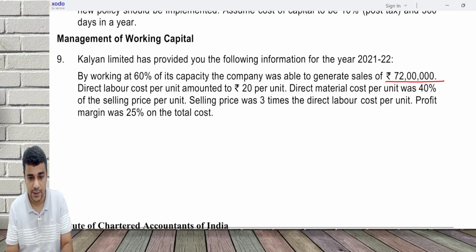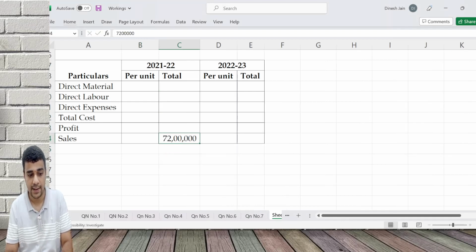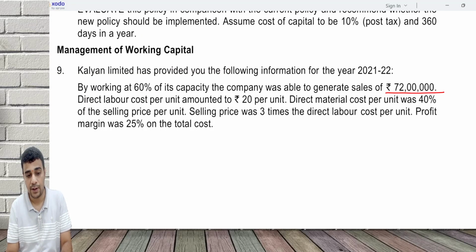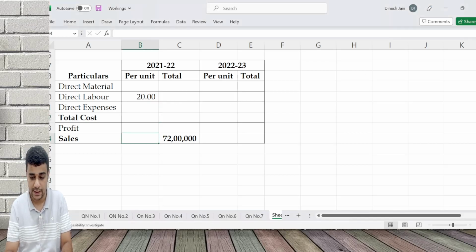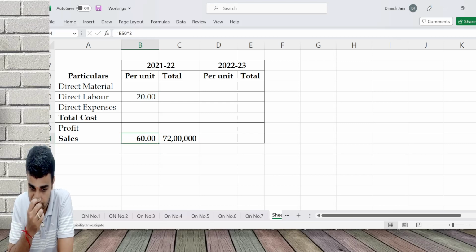Data given in the question is sales is 72 lakhs. Labor cost is 20 per unit. Material cost is 40% of the selling price. I don't know the selling price as of now. Okay, selling price is also known. Selling price is 3 times of labor cost.